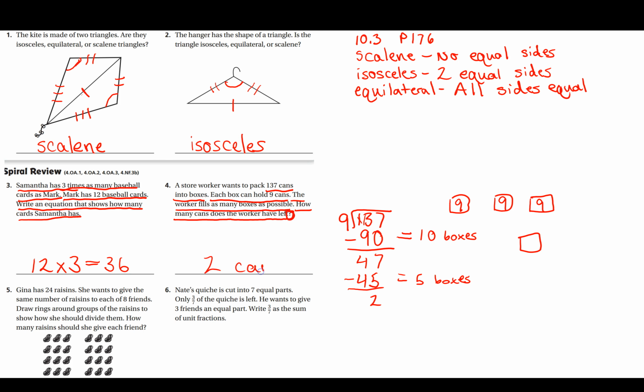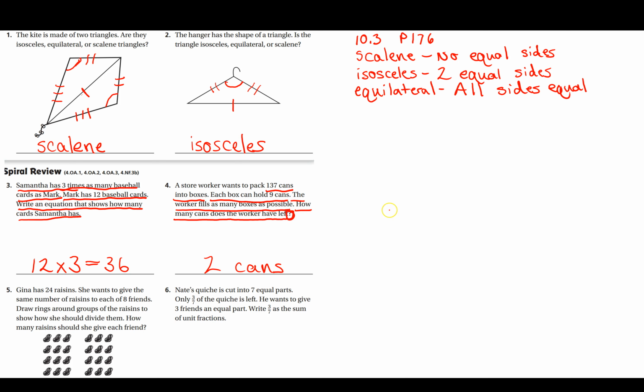2 cans. So that was a couple different strategies you can use. So it'd be 15 total boxes with 2 cans left over. But again, if you want to do the straight long division, we can do that as well. Let me show you that real quick, and then we'll move on.